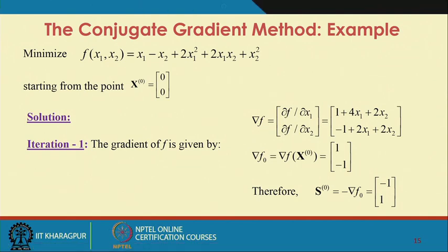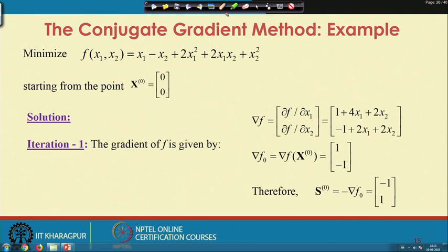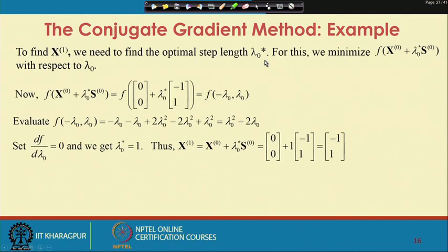Initially, the search direction is minus of the gradient at x 0. Note that the gradient is (1, minus 1), so the search direction is minus of the gradient, that is (minus 1, 1). To find x 1, we now need to find the optimal step length lambda 0.